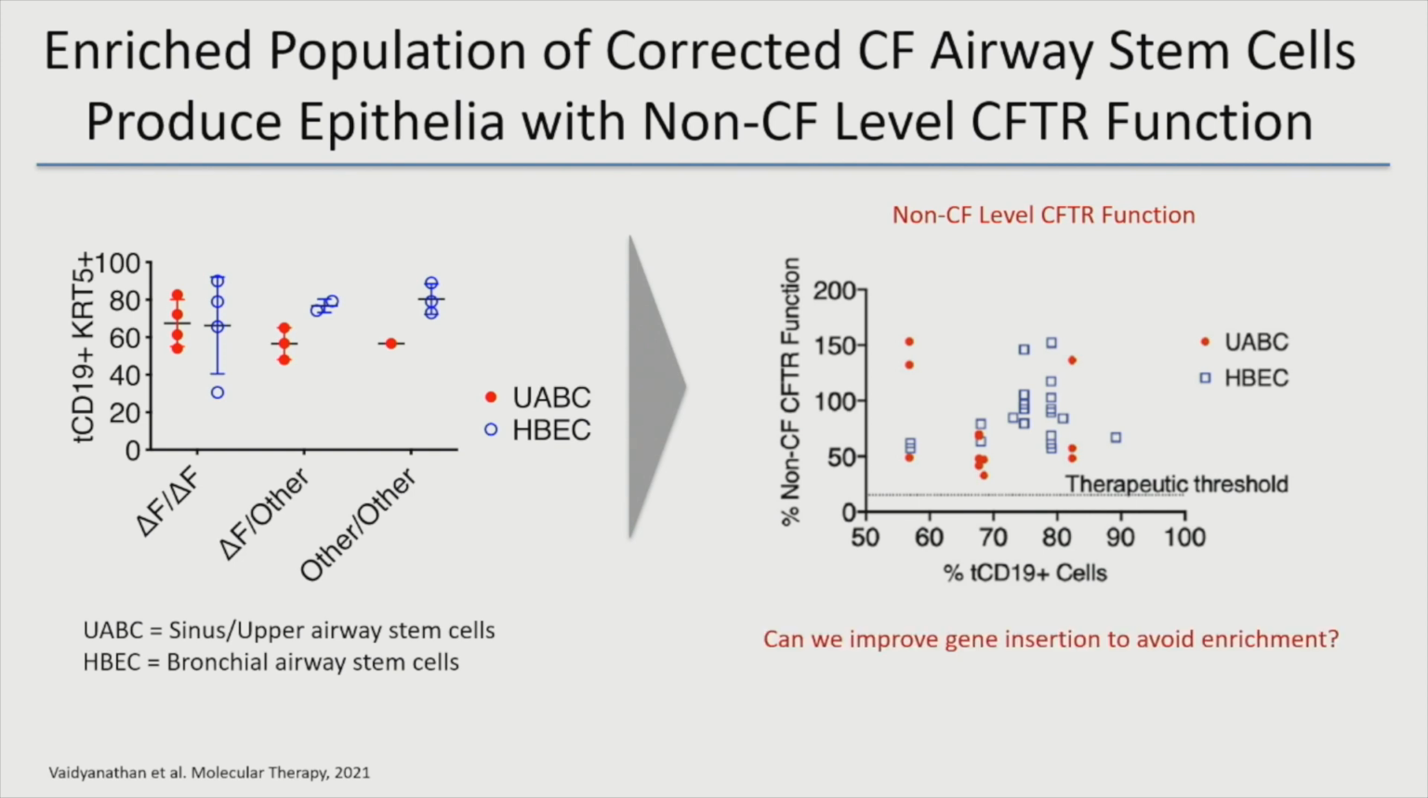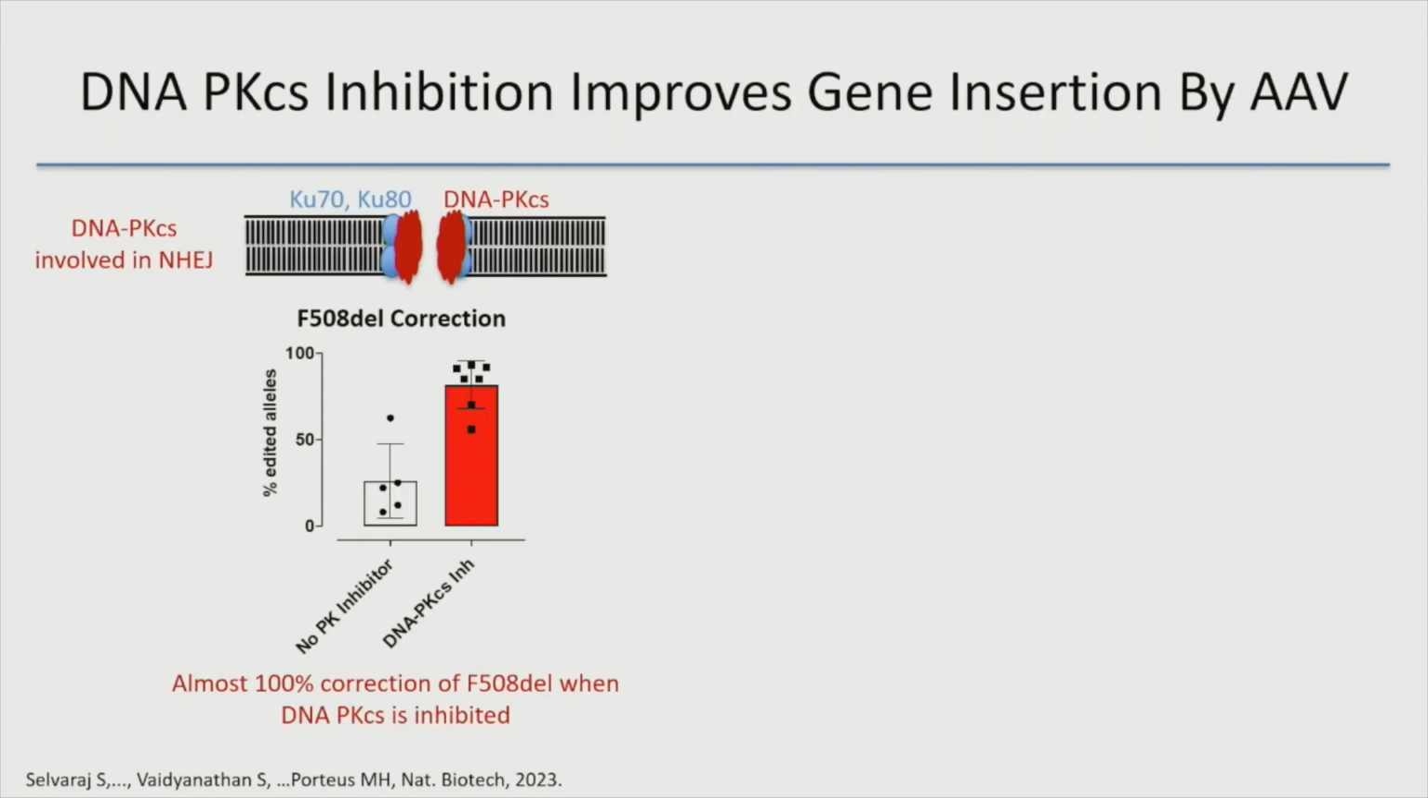So this is great, and it validates that you can restore CFTR function if you put the entire gene in exon 1. Of course, the question is, can we improve this gene insertion further to avoid the need for enrichment, because that would make this so much more translatable, right? And so as I was finishing up at Stanford, there was this discovery that you can use small molecules to inhibit non-homologous end joining, which competes with homologous recombination.